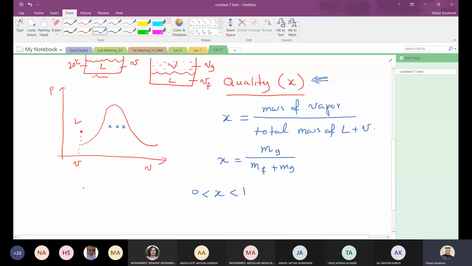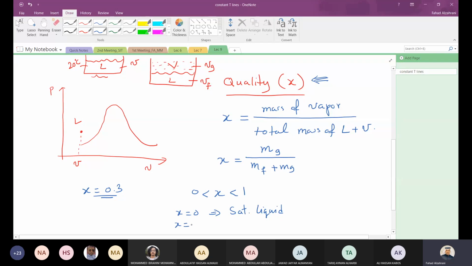So if I tell you the quality is 0.3, what does this mean? 30% vapor. It's saying that my mixture is 30% vapor, simply. So if X equals 0, what is my state? Liquid. All liquid. This is the saturated liquid state.